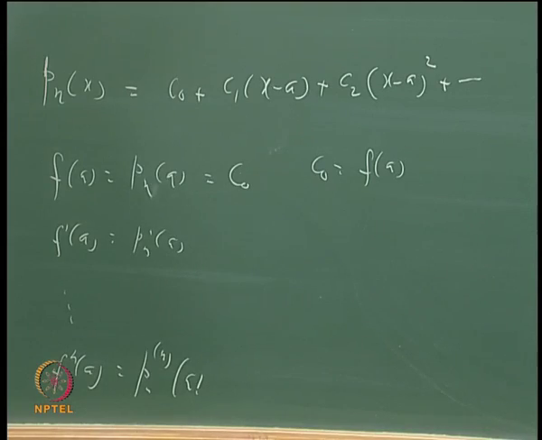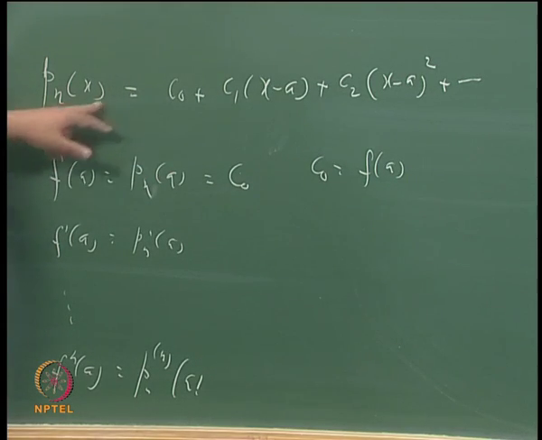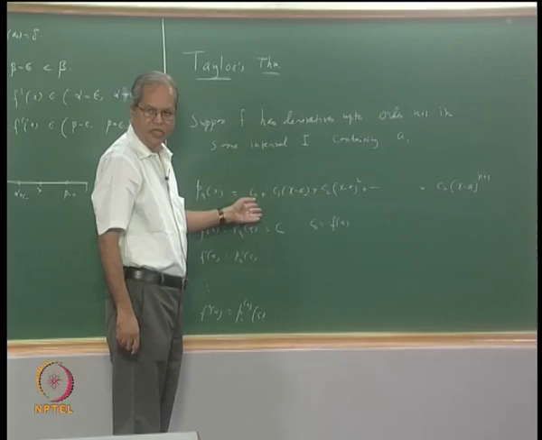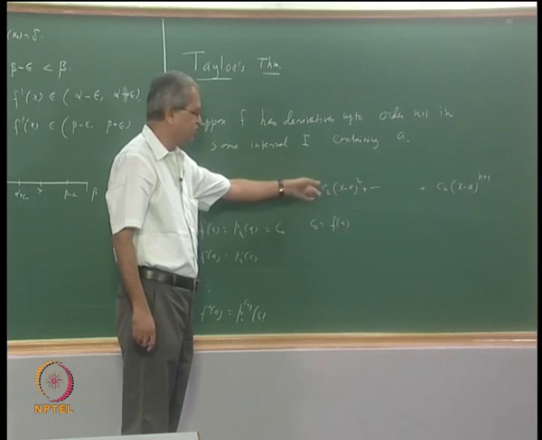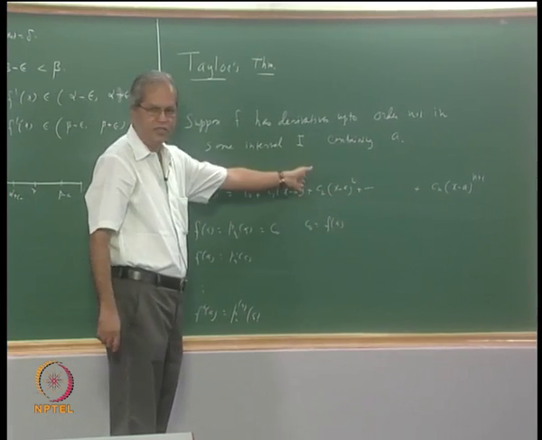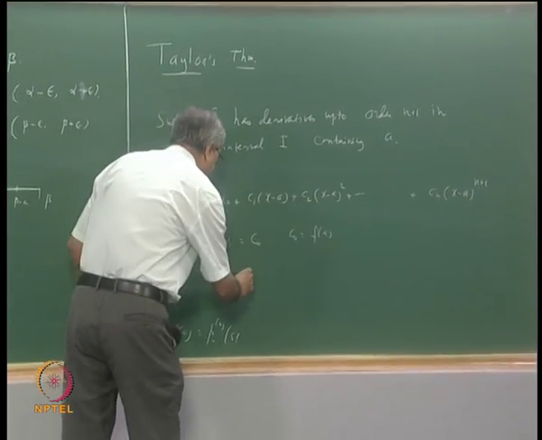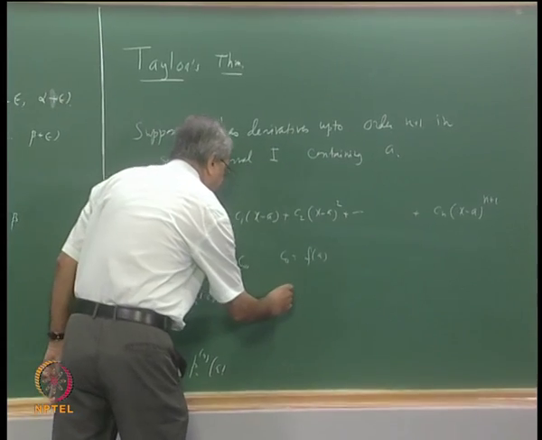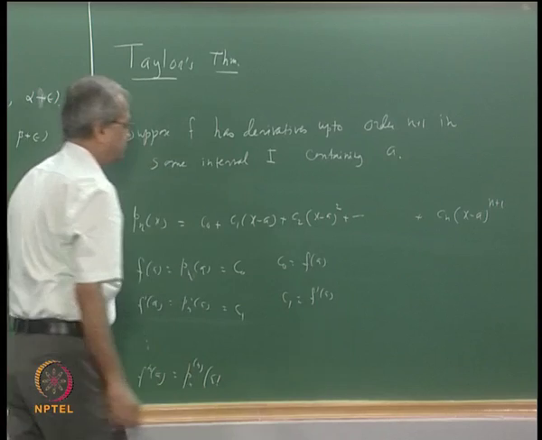And what about Pn prime at A? You have to differentiate this. So it will be C1 plus 2C2 into x minus A, etc. So when you put x equal to A, all the other terms will vanish. So Pn prime A is equal to C1, which is the same as saying that C1 is the same as f prime at A.